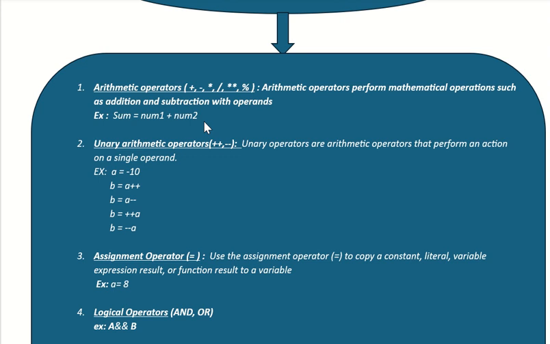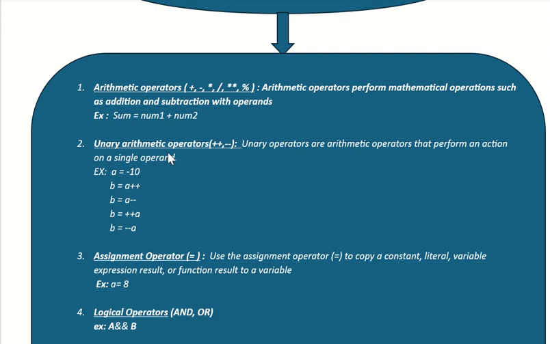So I think this is clear. If you want, we can write the same on the console, but I think that is not needed. It is already explained here: sum is equal to number one plus number two, sum is equal to number one minus number two, and so on. Now, unary operators.